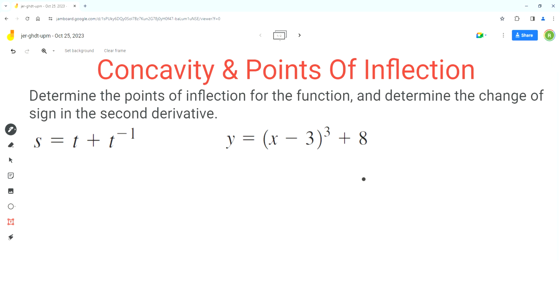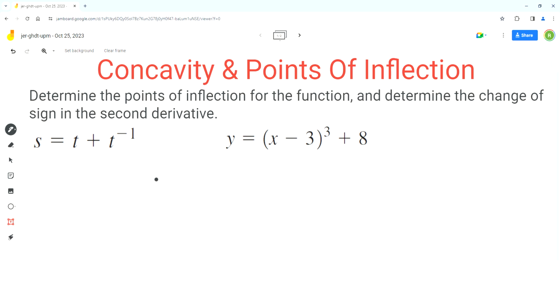So in this video, we'll solve this problem using the concepts of second derivative. So as per the problem, determine the points of inflection for the function and determine the change of sign in the second derivative. So let's start with the first function, s equals t plus t to the power -1.